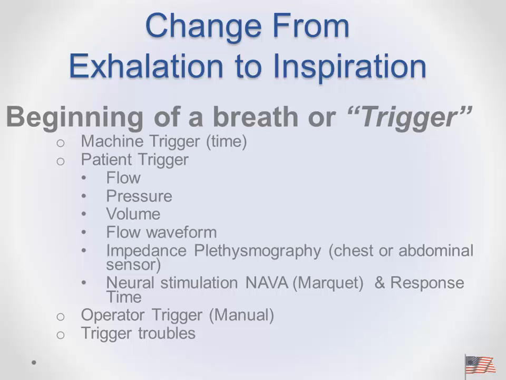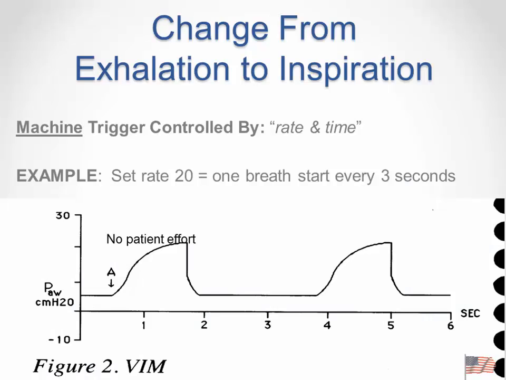So we know there are multiple ways to trigger a breath. We'll talk about them as we go through. First of all, machine trigger. Machine trigger is pretty easy. I note that there's not a patient trigger present. There's no alteration, usually identified from the pressure tracing. There's no patient effort. The rate has lapsed so that now a breath is delivered. My set rate is 20, so every 3 seconds I'm going to see a breath initiated.